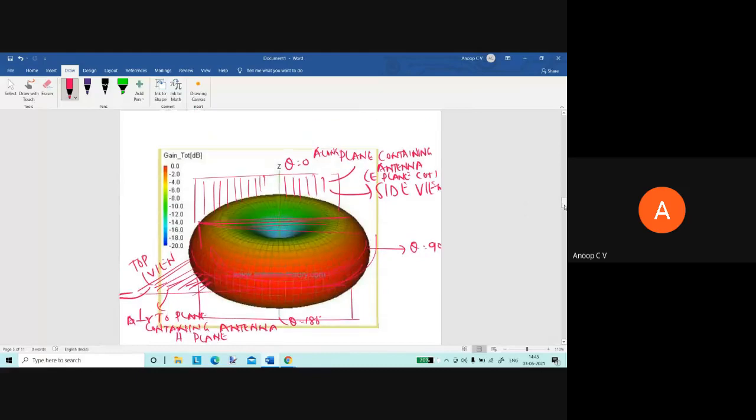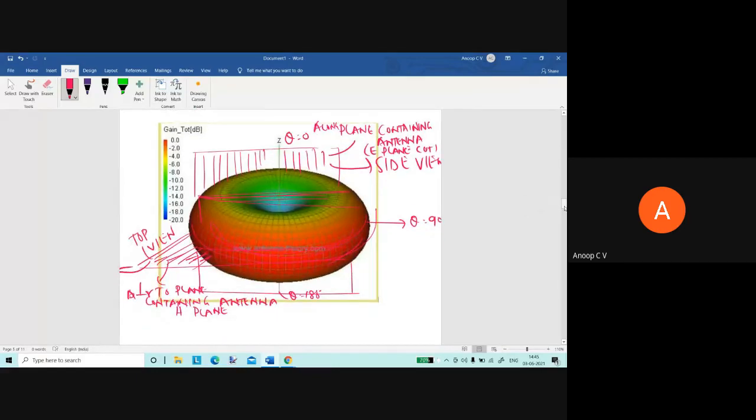So instead of going for 3D, we can represent the radiation pattern using two principal cuts. One cut is along the plane containing the antenna; in this case it can be either the ZY plane or the ZX plane. The other is perpendicular to the plane containing the antenna; in this case it will be the XY plane.